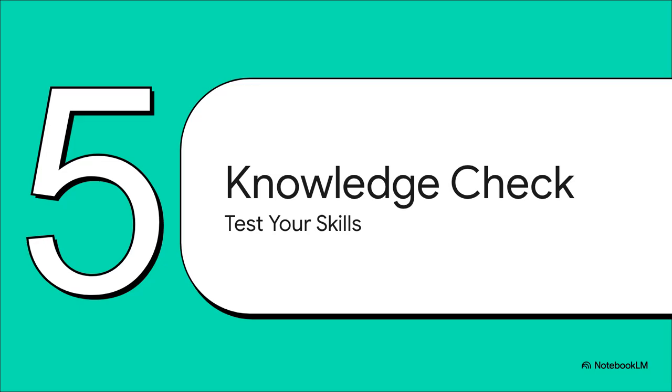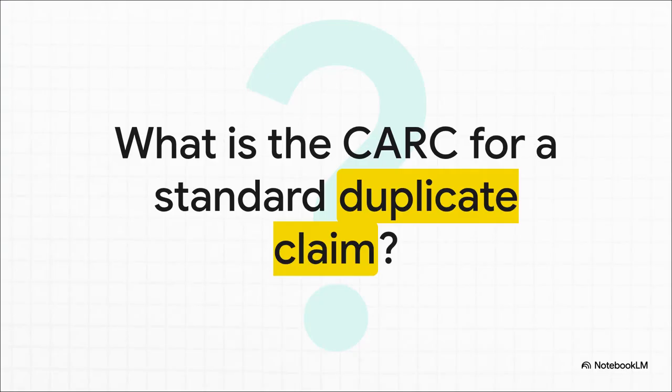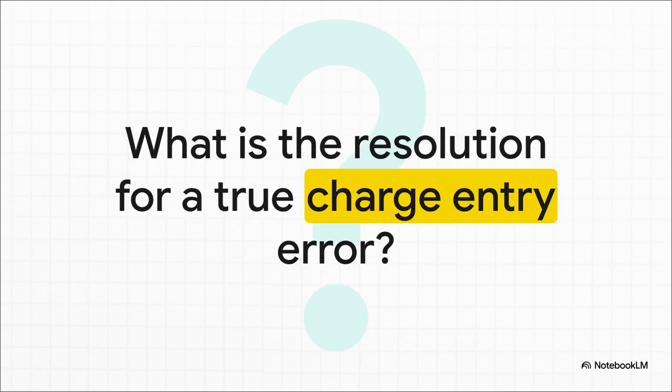Section 5, Knowledge Check. Let's lock this all in with question 1. What is the claim adjustment reason code for a standard duplicate claim or service? Is it A, N20, B, CO18, or C, M86? Question 2. If a claim was generated twice because the same charge sheet was processed by two different charge entry operators, what is the resolution? A, send to coding review, B, appeal with medical records, or C, write off the denied claim.